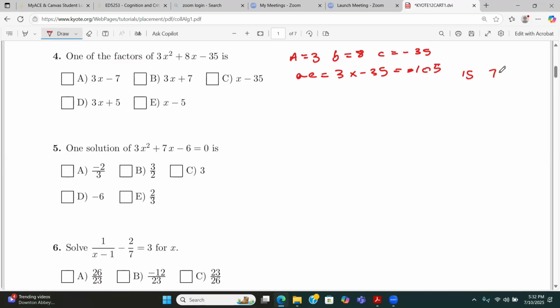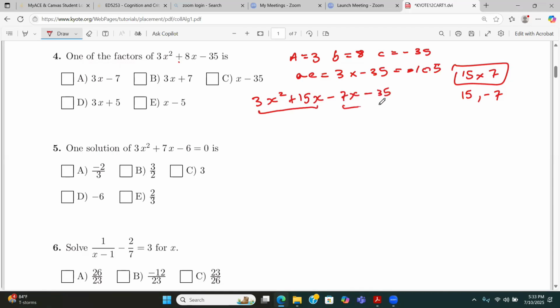What are the factors of this? I'm thinking quickly. It's 15 and 7. If I multiply 15 times 7, I'll get this. Because this 8 is positive, I'm going to use positive 15 with a minus 7. So basically 3x squared plus 15x minus 7x minus 35. So I'm going to factorize by grouping these. I'm looking at 3x, and then I'm going to have x plus 5, and then I have negative 7, and then I'm going to have x plus 5.